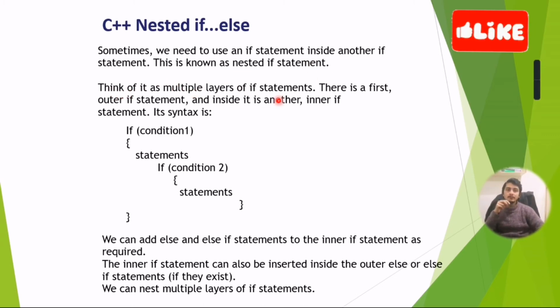Think of it as multiple layers of if statements. There is a first outer if statement, and inside it is another inner if statement. The syntax is: if condition 1, bracket start, statements; if condition 2, bracket start, statements, and then the brackets close. You need to understand that the conditions or the blocks of statements work from bracket to bracket, and you need to close those brackets in order to run a program smoothly.